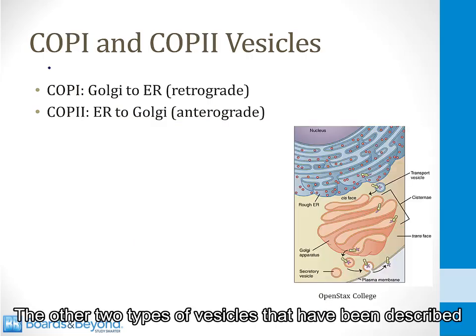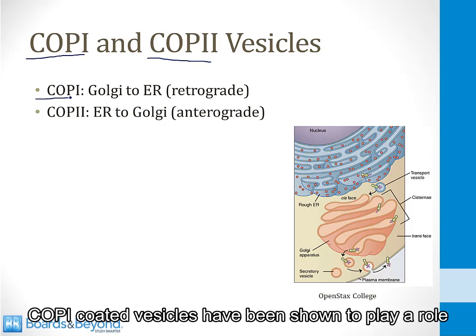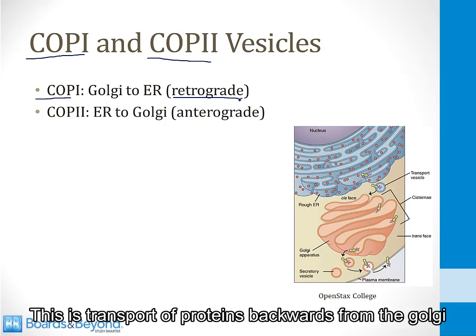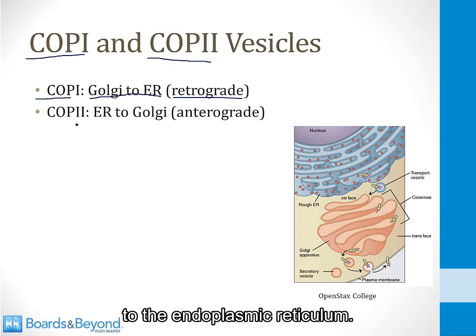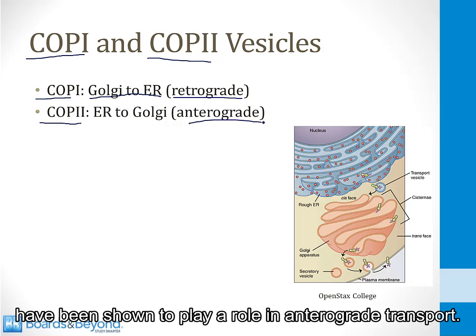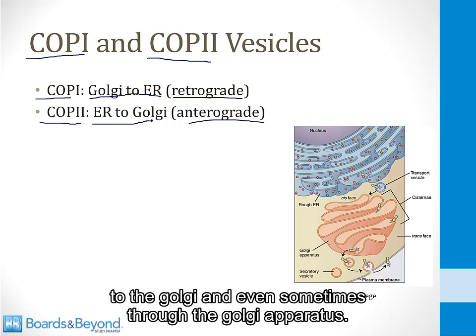The other two types of vesicles that have been described are vesicles coated with the proteins COP1 and COP2. COP1 coated vesicles have been shown to play a role in what's known as retrograde transport. This is transport of proteins backwards from the Golgi to the endoplasmic reticulum. COP2 coated vesicles, on the other hand, have been shown to play a role in anterograde transport. This is transport of proteins from the endoplasmic reticulum to the Golgi and even sometimes through the Golgi apparatus.